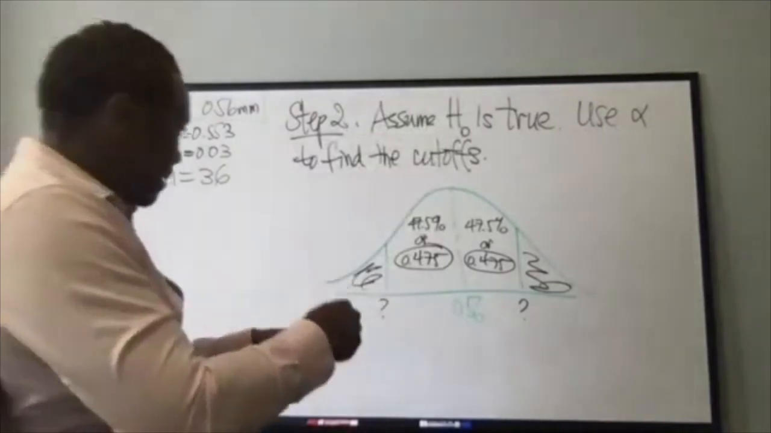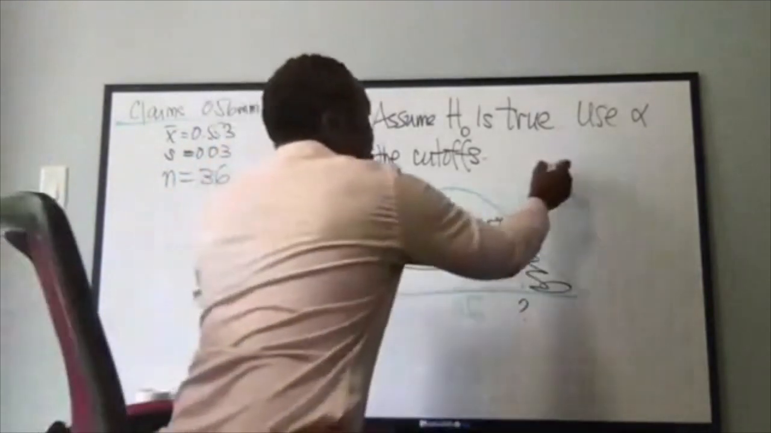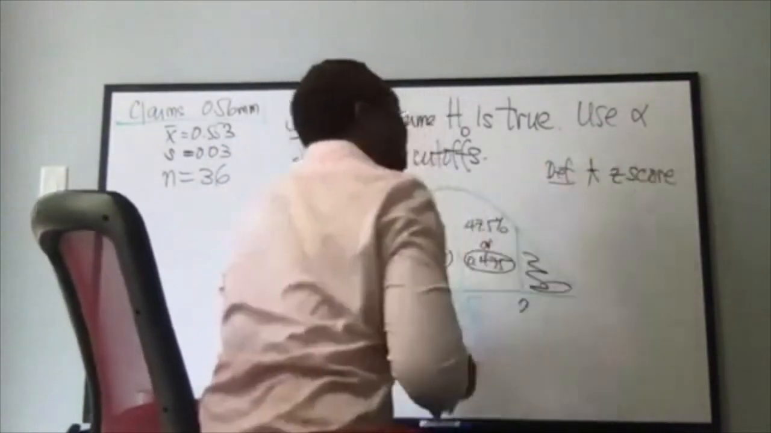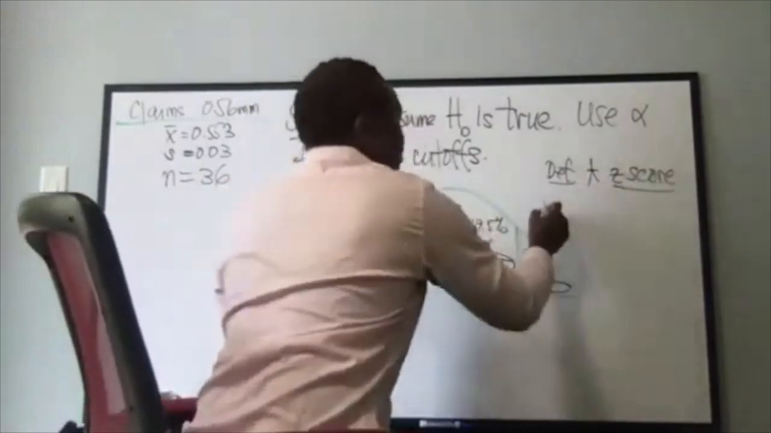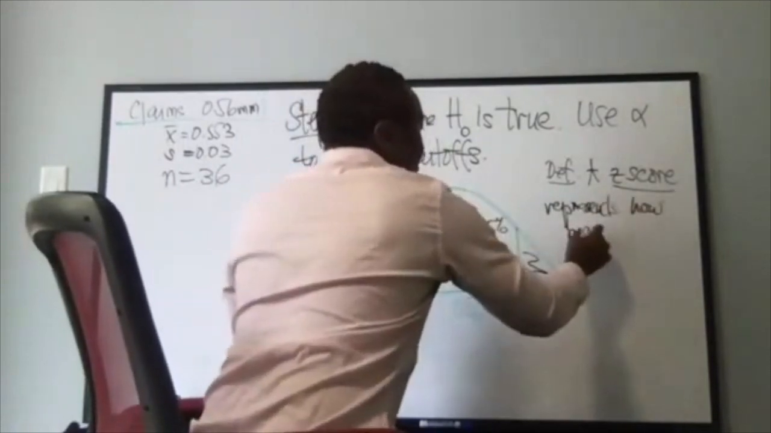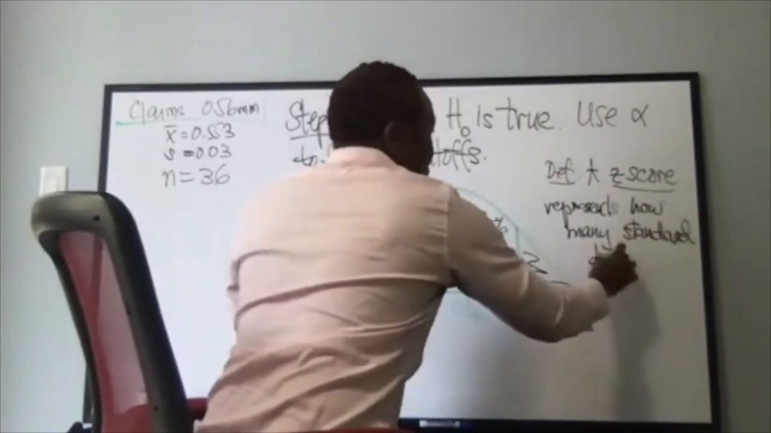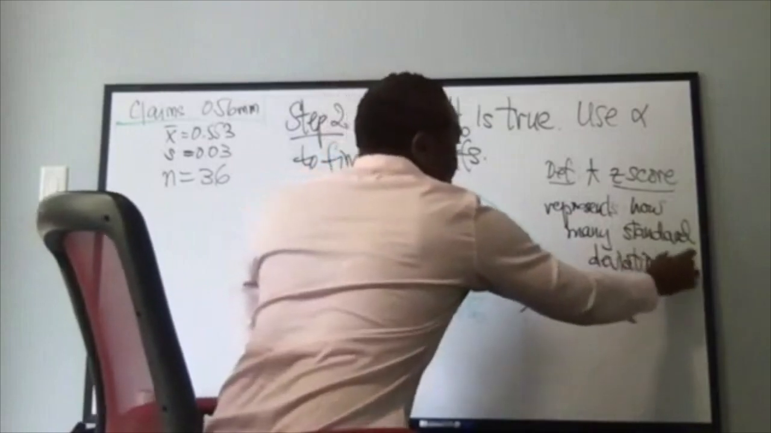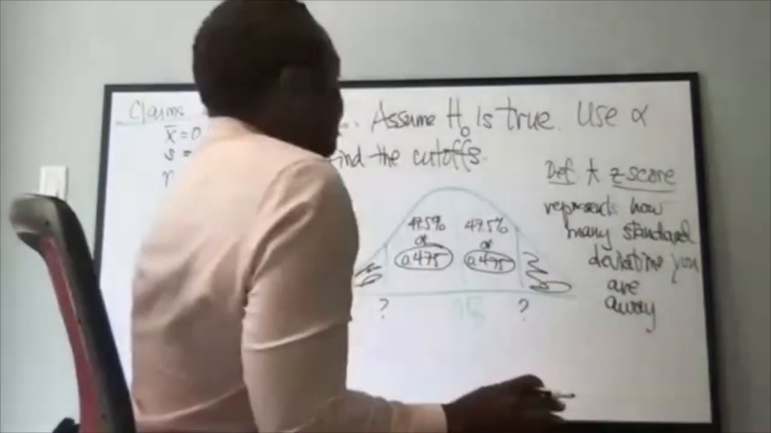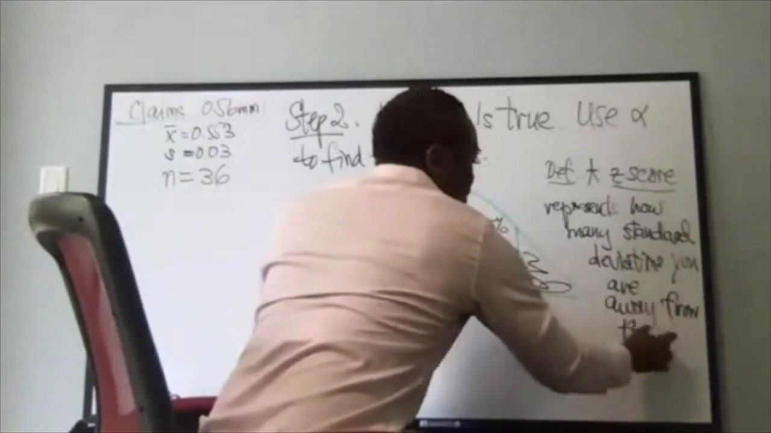All we're saying with z, let's see if I can try to explain this. Definition: a z-score represents how many standard deviations you are away from the mean. Away from the mean.